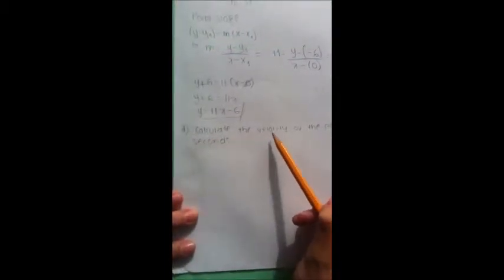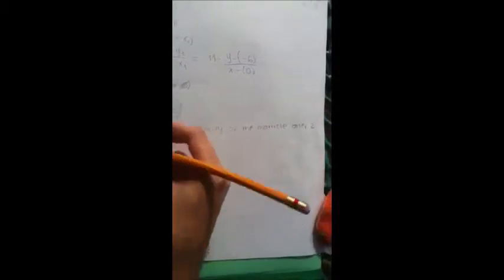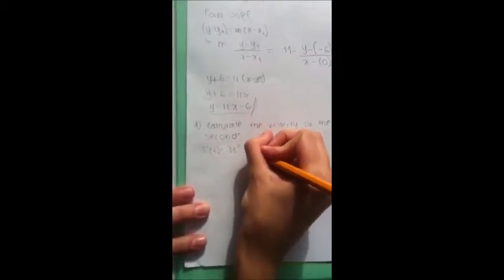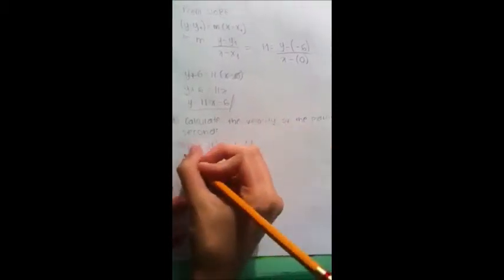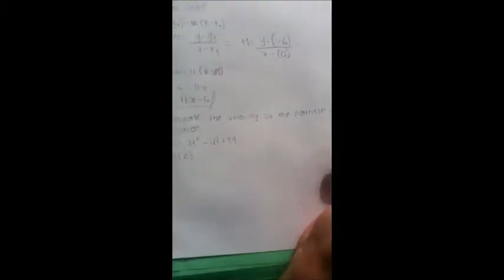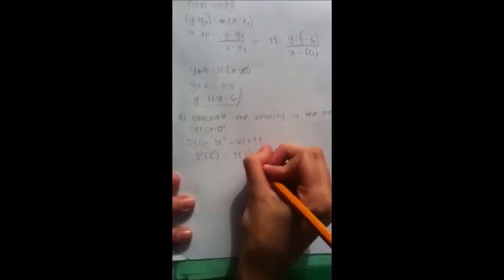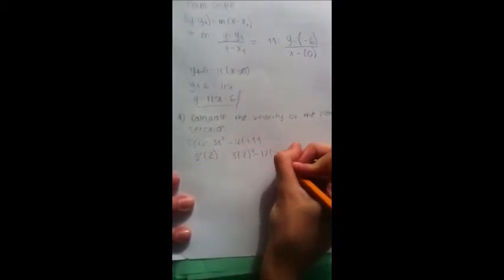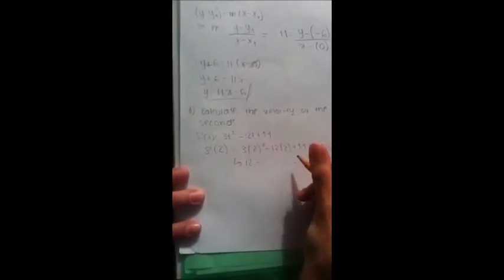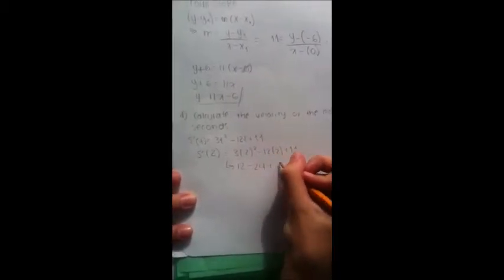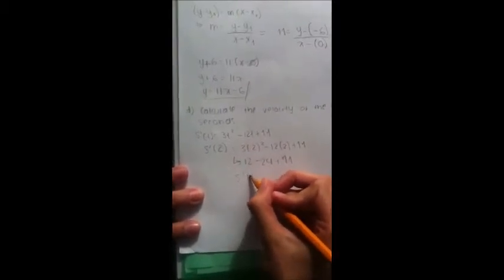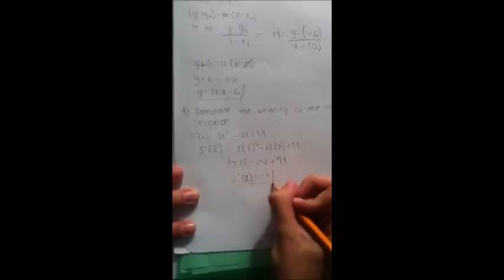Then they are asking us to calculate the velocity of the particle after 2 seconds. So we have our derivative, and then we are going to substitute all the values of t with 2 seconds, and it stays like this. After this, we multiply, and our final answer is going to be minus 1.